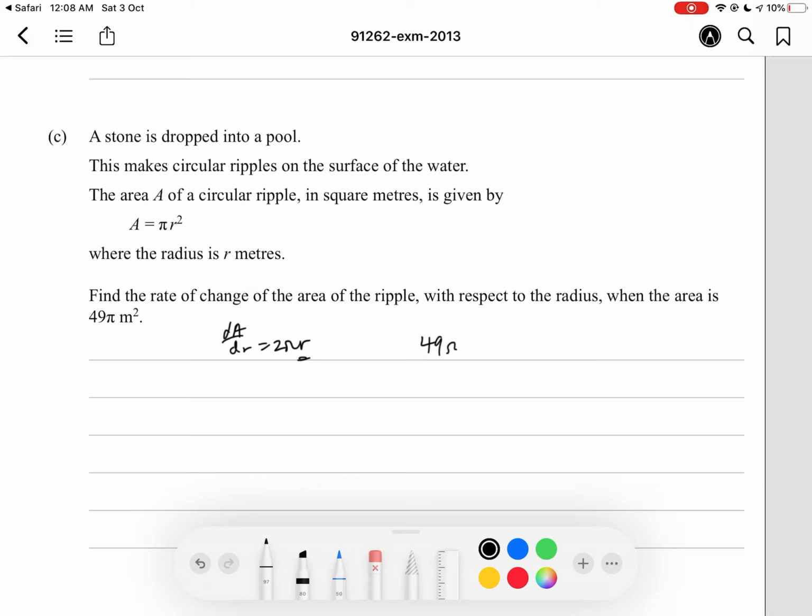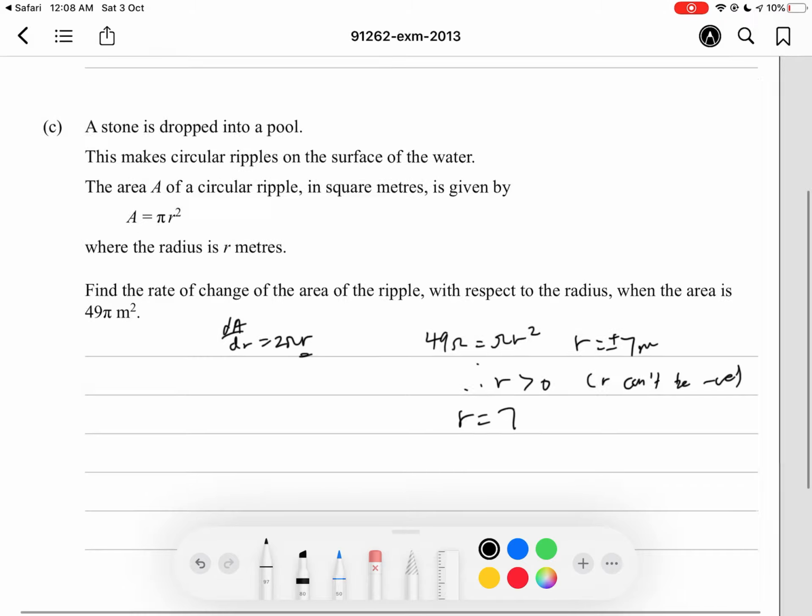So basically, if we substitute 49 pi into our original area, we can find what the radius is at this moment. So 49 pi equals pi r squared. Therefore, r equals plus or minus 7 meters. But since r is strictly greater than 0, because it's a real life scenario, the radius can't be negative. So therefore, r equals 7.